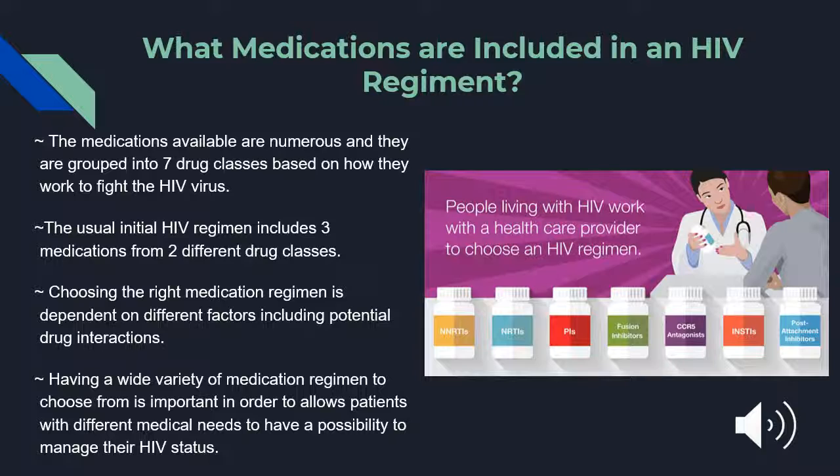What medications are included in an HIV regimen? The medications available are numerous, and they are grouped into 7 different classes based on how they work on the virus. The usual initial HIV regimen includes 3 medications from 2 different classes. Choosing the right regimen depends on different factors, including potential drug interactions. Having a wide variety of regimens to choose from is important to allow patients with different medical needs to have a possibility to manage their HIV status.